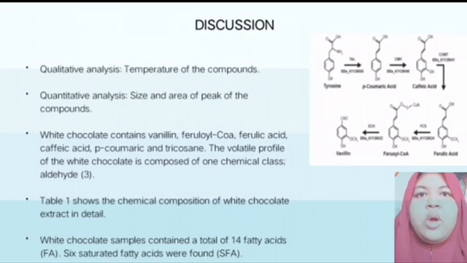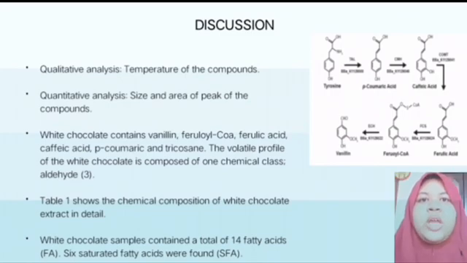White chocolate contains vanillin, ferulic acid, caffeic acid, p-coumaric acid, and others. The other volatiles were detected at concentrations of less than 10 ppm in the extract, representing less than 1% of the total abundance. The volatile profile of the white chocolate is composed of one chemical class, aldehyde.